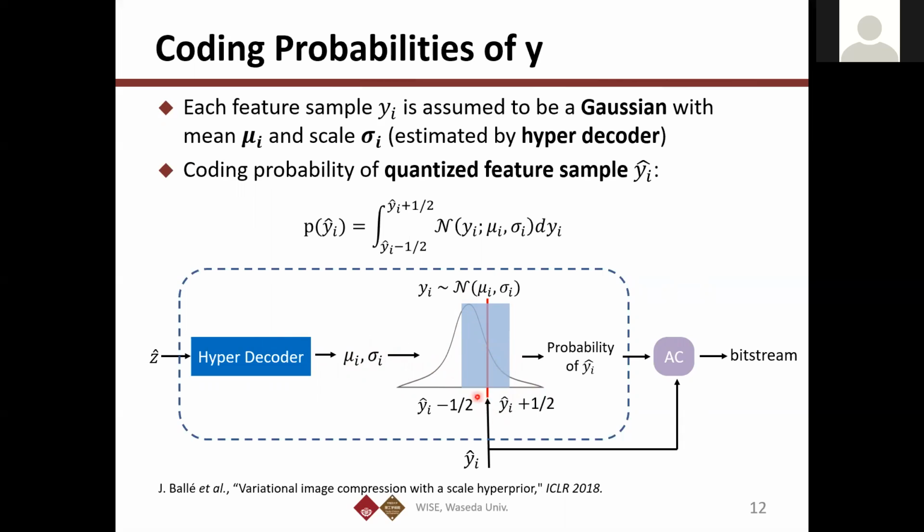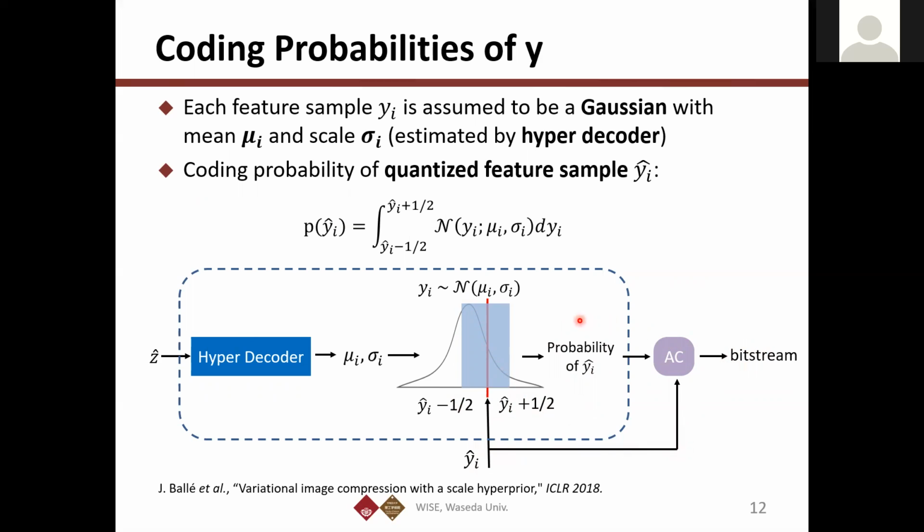Based on this probability model, we can calculate the probability for the Yi. Here the probability is defined as the probability from Yi hat minus 0.5 to Yi hat plus 0.5. This area is considered as the probability for this Yi hat. Then, based on this probability of Yi hat and the Yi hat value itself, we can use an arithmetic coder to generate the bit stream.